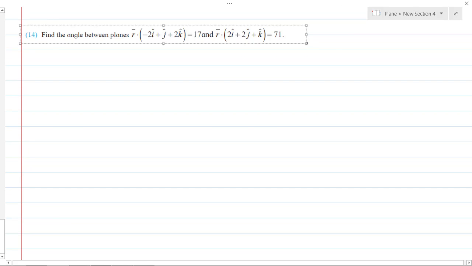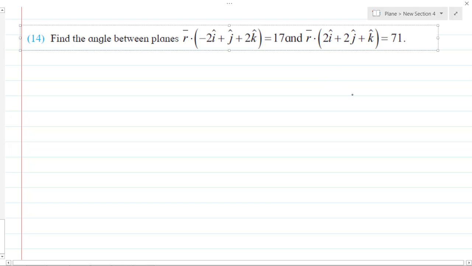Okay, now these questions are based on the angle formulas. Find the angle between the planes. We have two cases: your angle may be between two planes, or between a plane and a line. So they have given the between-the-planes case. In the between-the-planes case, what is the formula?